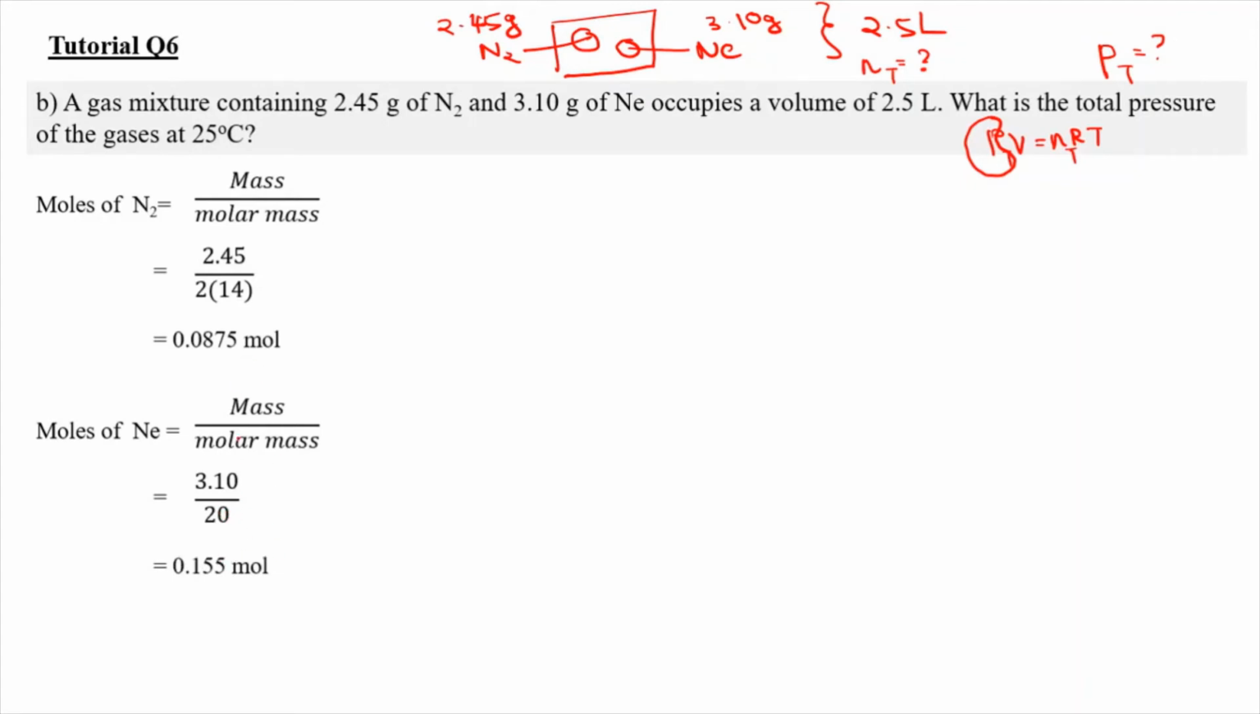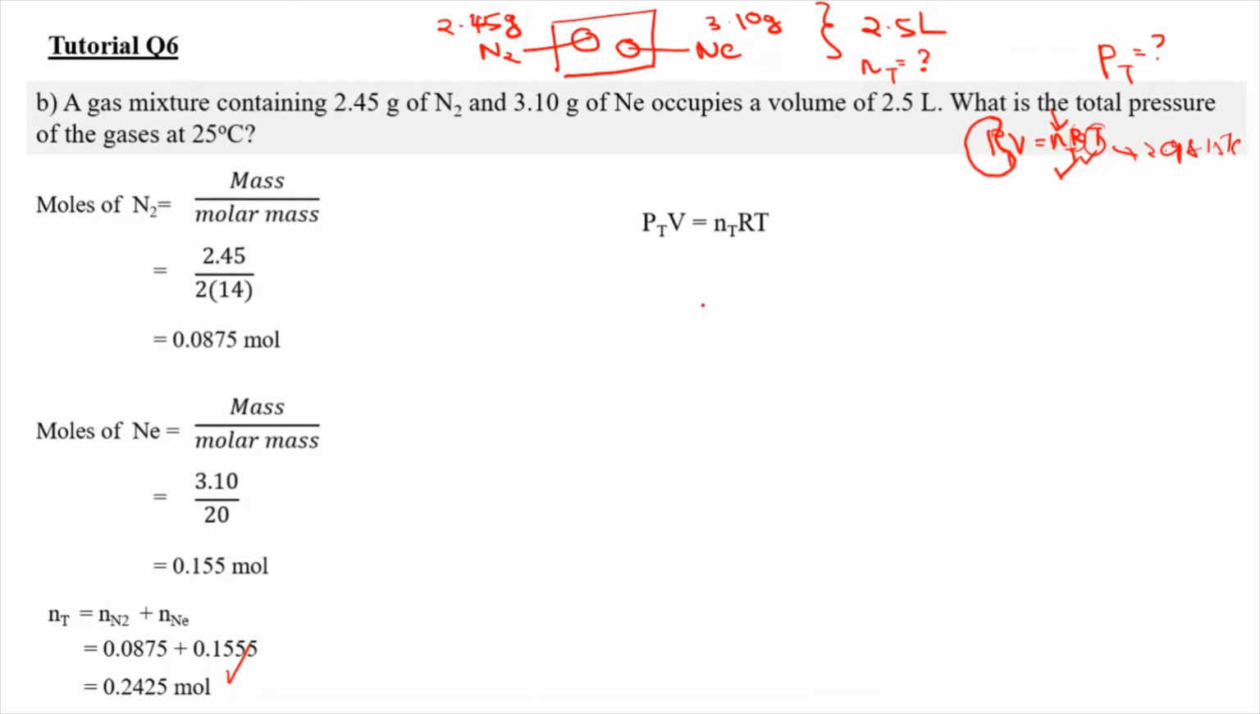When we obtain the individual number of mole, we can add them together to find the total number of mole, which is the number of mole of nitrogen added up with the number of mole of neon. Once we do that, we're going to get the total number of mole to be 0.2425 mole. So from here, you know the total number of mole. And then R is the gas constant, and the temperature is 25 degrees Celsius, which is 298.15 Kelvin.